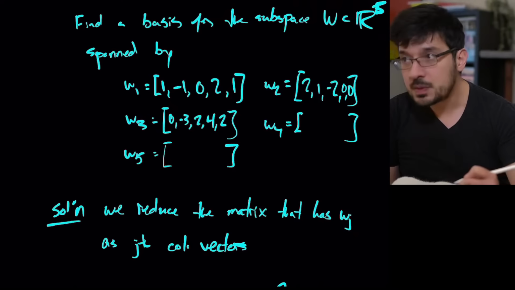All right, so try this for yourself. Write out the matrix with these as column vectors. You'll end up getting this thing as a row echelon form. And then therefore the vectors W1, W2, and W4. Fives? Wait, what?